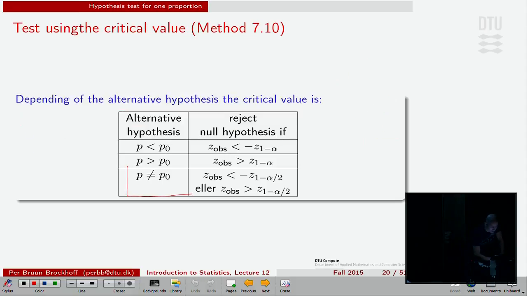Or we could, in the two-sided alternative, find the standard normal critical value. What are the standard normal two-sided critical values when alpha equals 5%? What is the value that the statistic should be beyond to express a significant effect, or a significant rejection of the null hypothesis? What's the number? Please, in the back row. 2, correct. 1.96.